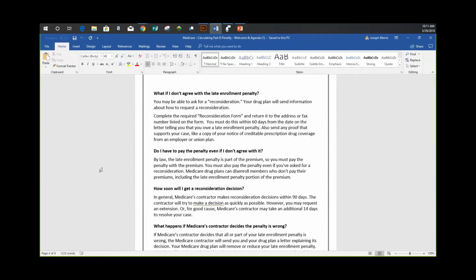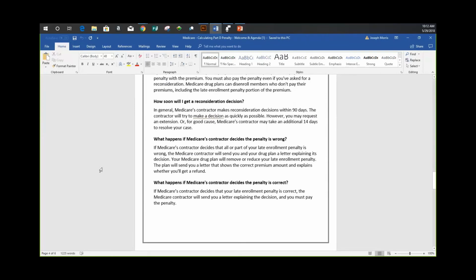And what Medicare is telling us here, their contractor, they use a third-party vendor to manage the prescription penalty, the Part D penalty. So when they say contractor, Medicare's office has a third party that actually manages this. That's where you would send your reconsideration form to, along with your documentation to support your appeal. And it can take up to 90 days. However, you may request an extension to get all the facts in place, which would be possibly an additional 14 days to resolve your case.